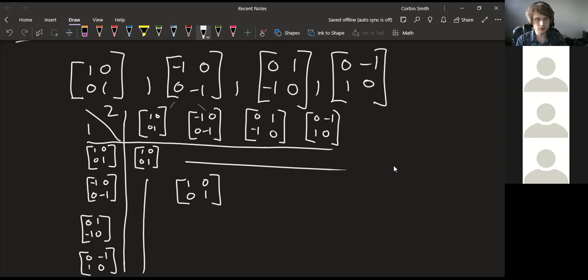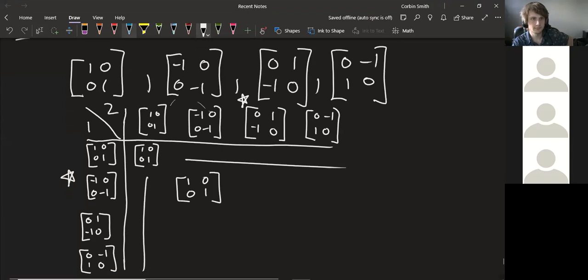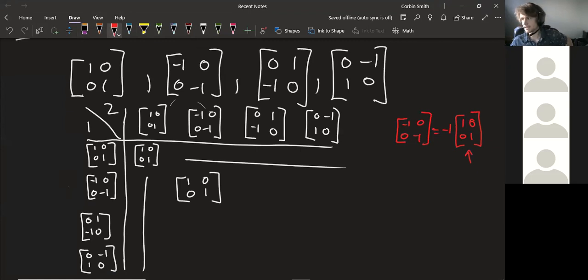And let's do this times, so minus 1, 0, 0, minus 1 times 0, 1, minus 1, 0. Can someone tell me what that is? Which ones? This one and this one. There's actually a really cheap move that you can do. So notice that minus 1, 0, 0, minus 1 is equal to minus 1 times 1, 0, 0, 1, which is the identity. So when you multiply that by any of our other matrices, all it does is multiply their contents by -1.